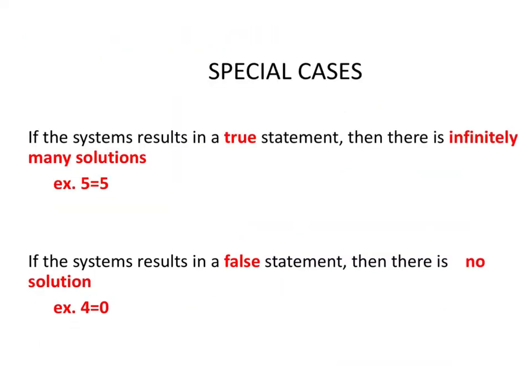Now we're going to discuss the special cases associated with systems of equations and solving by substitution. So if the statement results in a true statement, we say that we have infinitely many solutions, something like 5 is equal to 5. If it results in a false statement, we would call this no solution. So something like 4 is equal to 0.